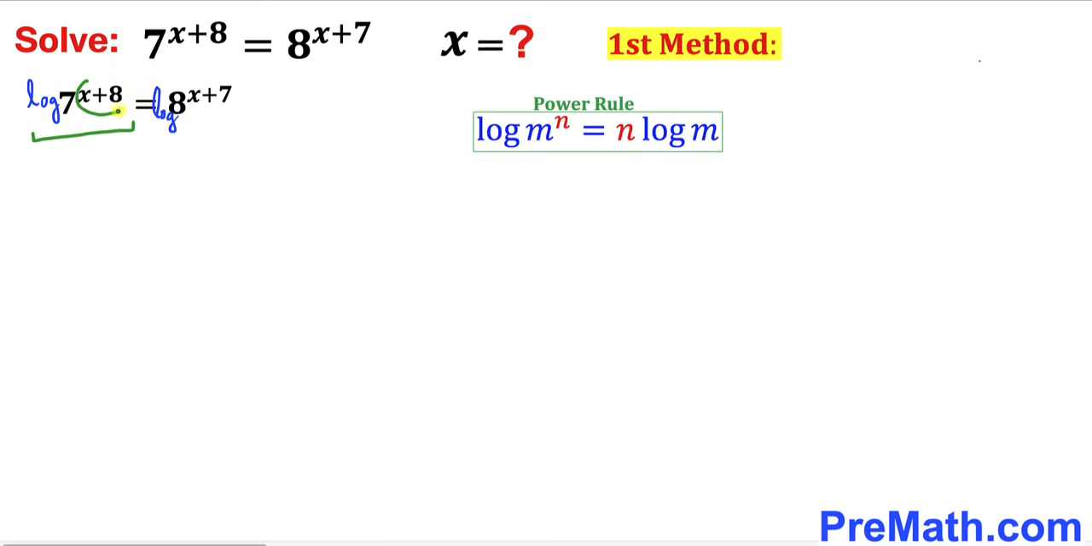So this exponent x plus 8, I'm going to move all the way to the very front. Likewise on the right hand side, I'm going to move this exponent x plus 7 to the front as well. So therefore I can write this as (x plus 8) times log of 7 is equal to (x plus 7) times log of 8.